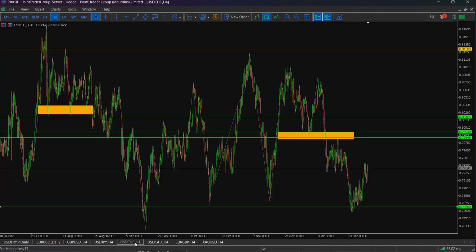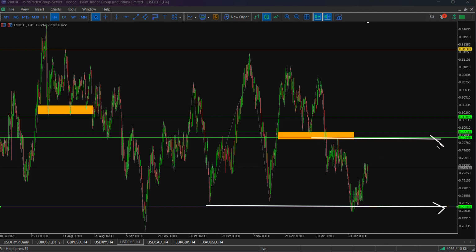Okay, so let's go back to USD CHF. I think I'm going to wait for the pair to reach 0.7984, or maybe this zone or this level, 0.7870. This is where I can buy this one, and this is where I can sell, as a matter of fact. Just like this.